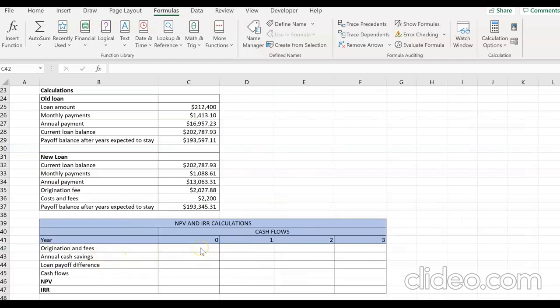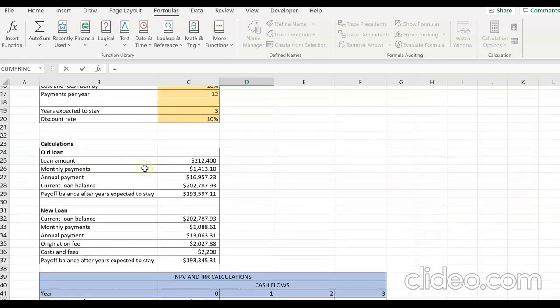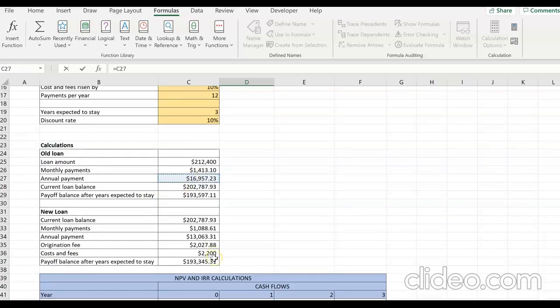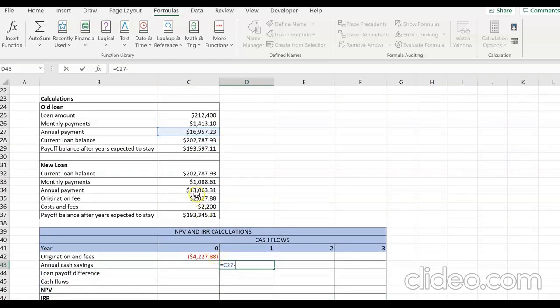For the origination fees and fees, it would be minus, in parentheses, the origination fee plus the costs and fee. And for the annual cash saving, we should subtract from the old annual payments the new annual payment, and we can copy the previous value and drag it down.